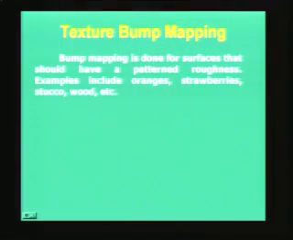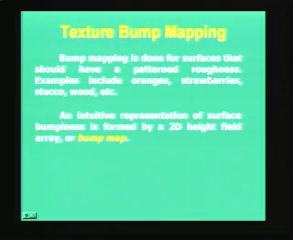So, these are examples of surfaces: oranges, strawberries, stucco and wood, where the bump mapping is done for surfaces that should have, or you want to provide, a patterned roughness on the surface. An intuitive representation of surface bumpiness is found by a 2D height field array. So, you are talking of a 2D height field array called a bump map.